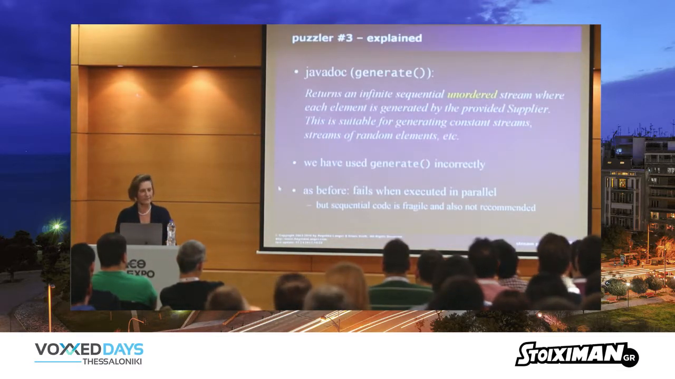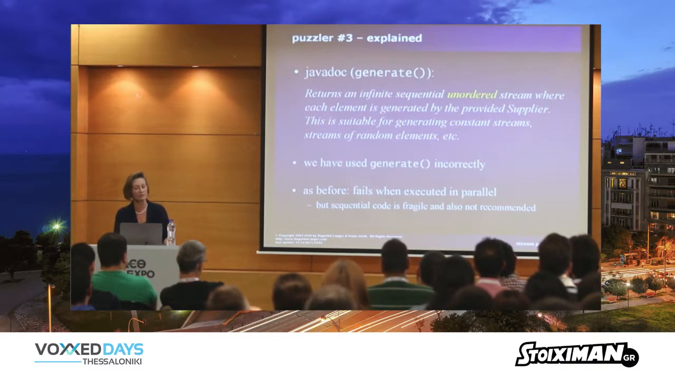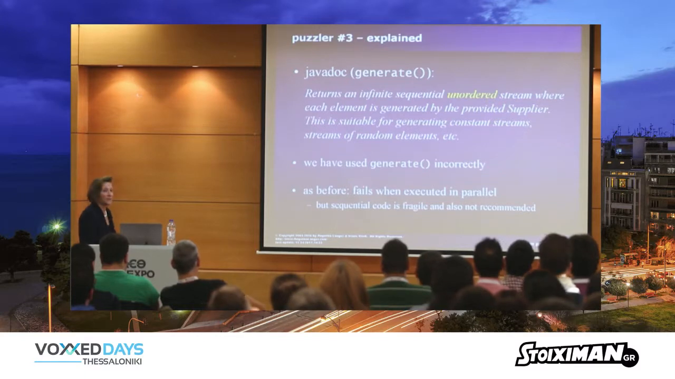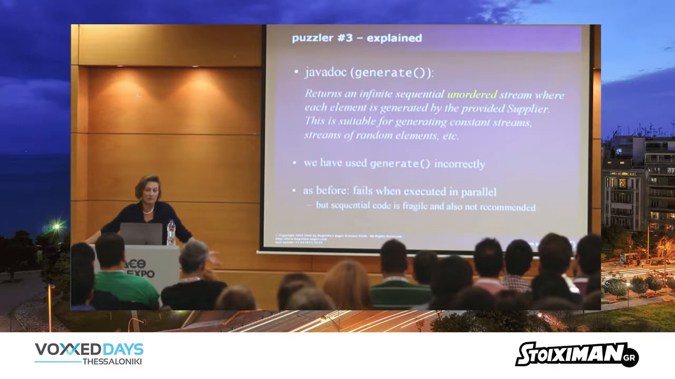Okay, generate. The Java doc tells us. The Java doc says, okay, generate returns an infinite stream. It's a sequential stream, obviously. And it is an unordered stream. Unordered means the elements that we generate appear in any order. Yeah? There is no encounter order.